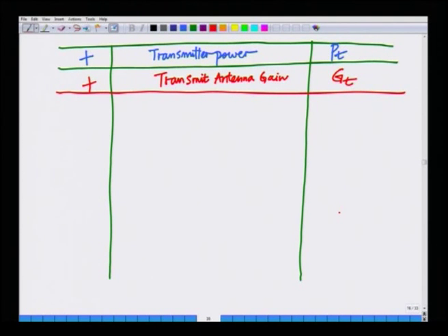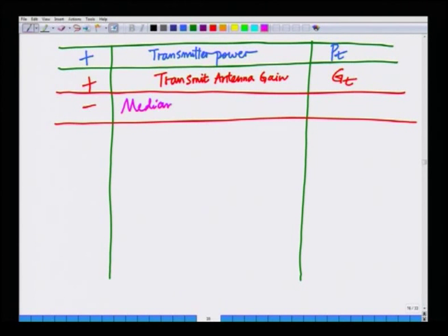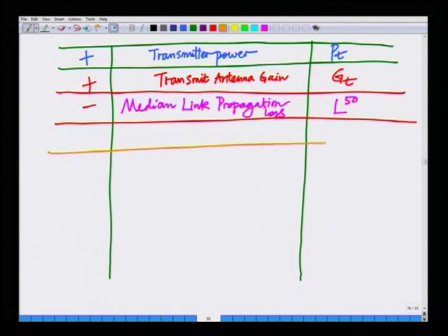Now, from this I am going to subtract the median link propagation loss, now this is a loss. So, I am going to subtract this, it is L50. Then I am going to also subtract the margin. Remember, if we want to improve the reliability, we said we need an additional margin. So, I need to account for the margin also. I am going to subtract this margin in dB.